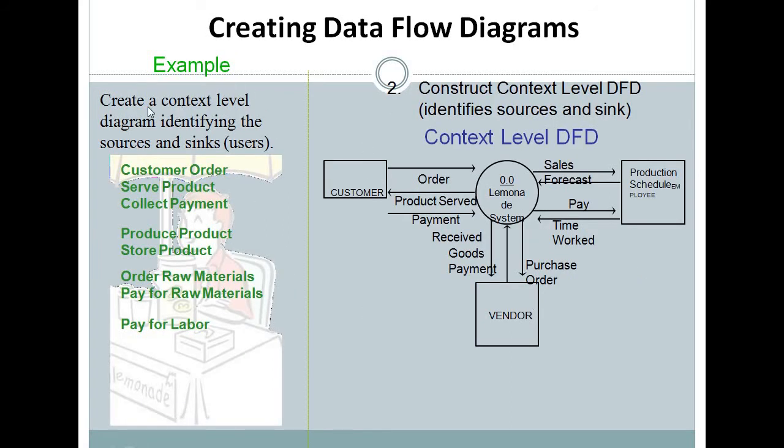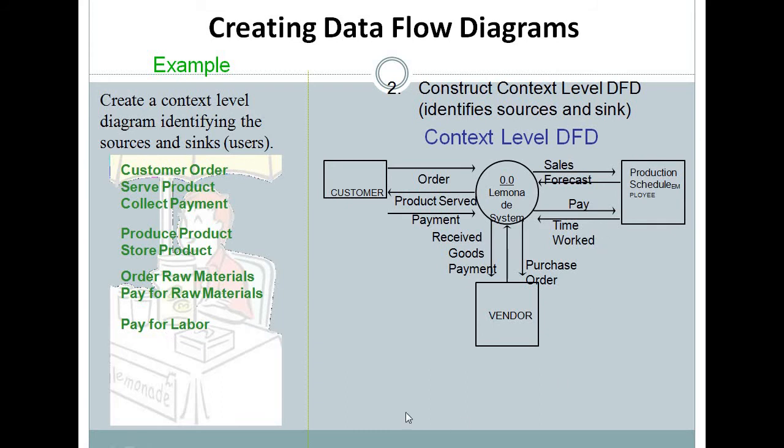Next, create a context level diagram, identify the source and user. So let's start with the DFD diagram. Construct the context level DFD. That is the first level of the DFD diagram on the basis of customer order, serve product, collect payment, produce product, store product, order raw material, pay for raw material and pay for labor.